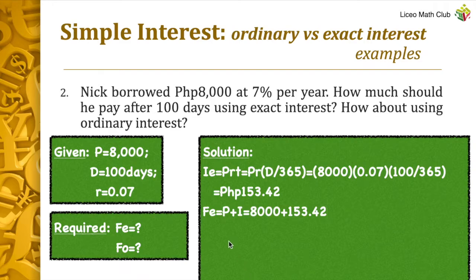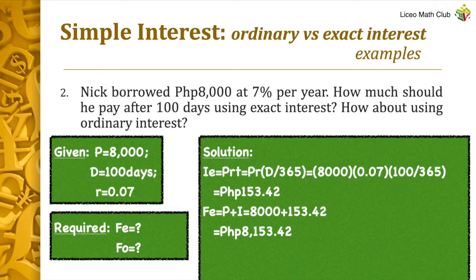So your principal plus your interest is equal to 8,000 plus 153.42. That's your interest here. So your FE is, well, you just simply add them. So we have 8,153 pesos and 42 centavos. So that's your answer for number 1, this FE here, F sub E.